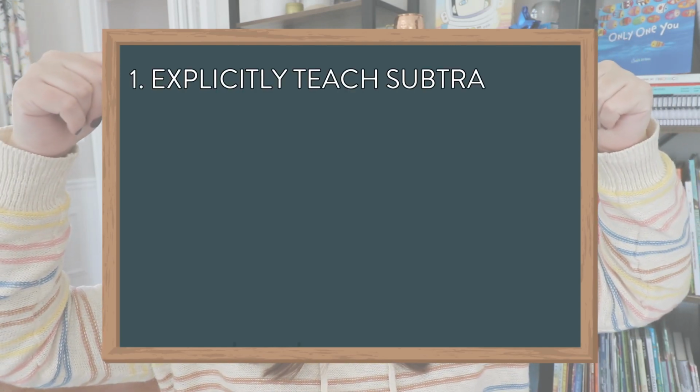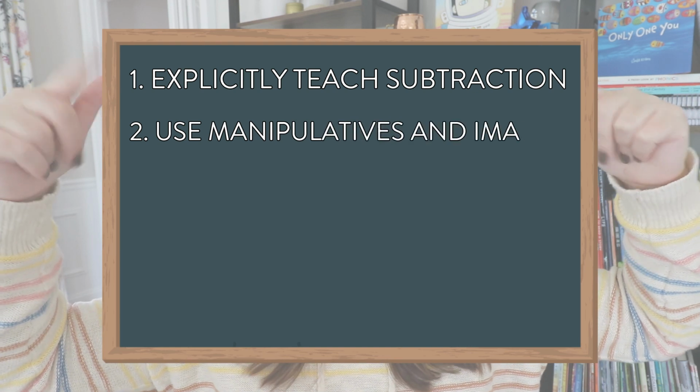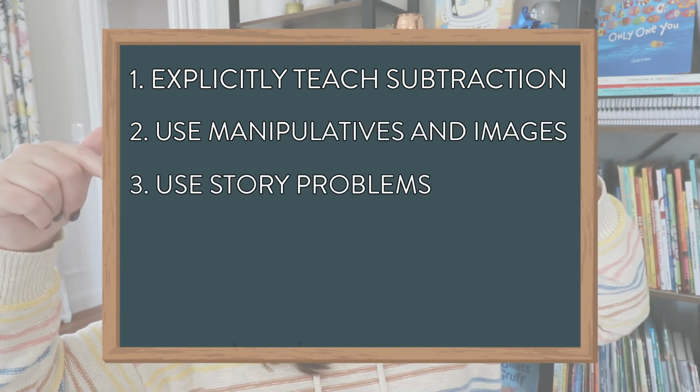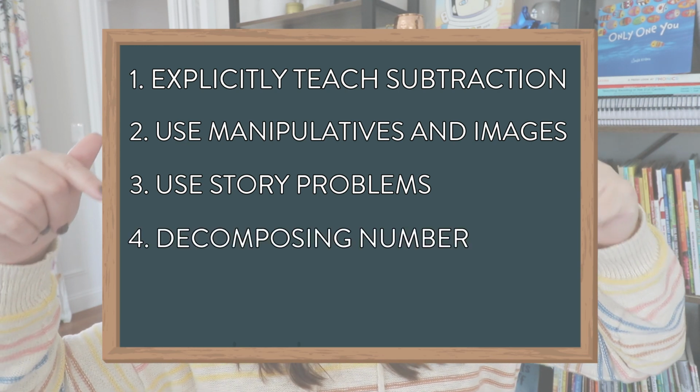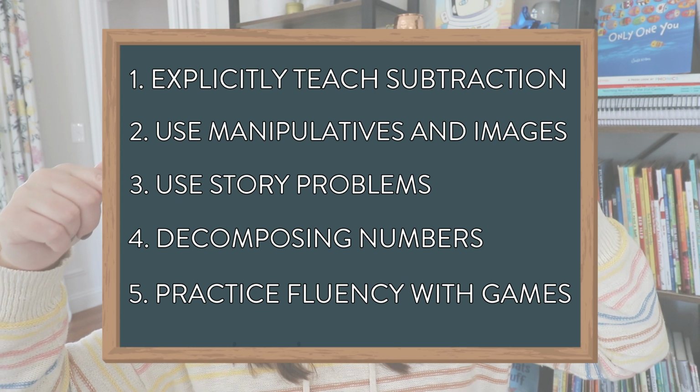So just to run through those steps real quickly one more time. Step 1 is to explicitly teach subtraction. Step 2 is use manipulatives and images. Step 3 is to make sure you use story problems. Step 4 is to think about decomposition. And step 5 is to have students practice fluency with their math problems. Those are the 5 kind of major areas or major steps I take when teaching subtraction to our youngest learners.